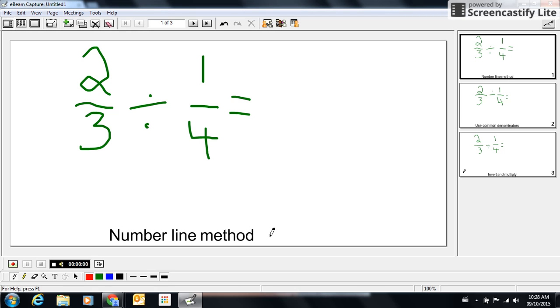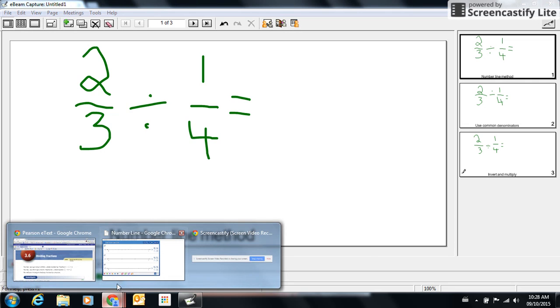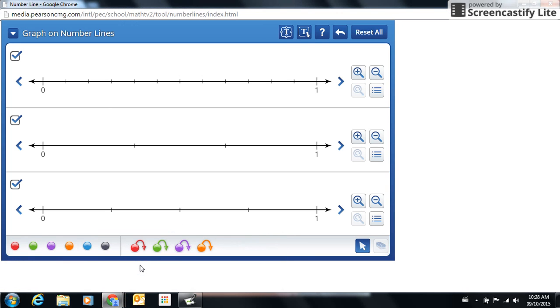So there's 3 methods I'm going to teach you today. The first one is the number line. All right, so let's take a look here. Pearson has an awesome online manipulative section with the textbook, and so I've prepared the online number lines here. I came and did this beforehand. So take a look here.